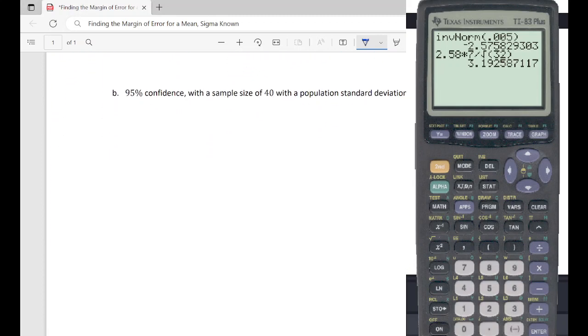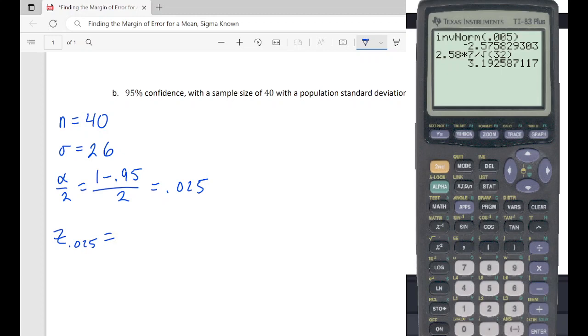Now let's look at this. We want to be 95% confident with a sample size of 40 and a population standard deviation of 26. So again, we have our n value being 40, our population standard deviation being 26, and now we got to find our alpha over 2 values. So alpha over 2 is going to be 1 minus 0.95 over 2, which is going to end up giving us 0.025.